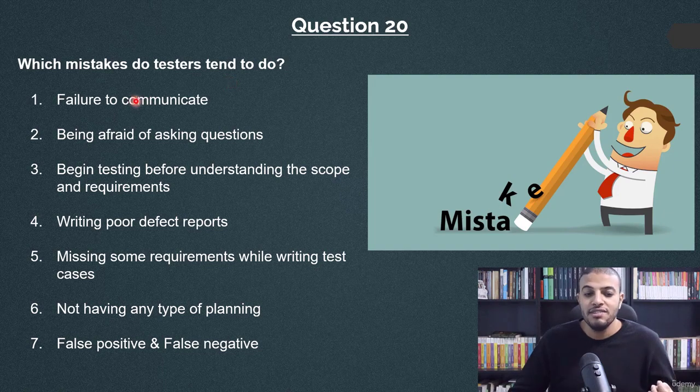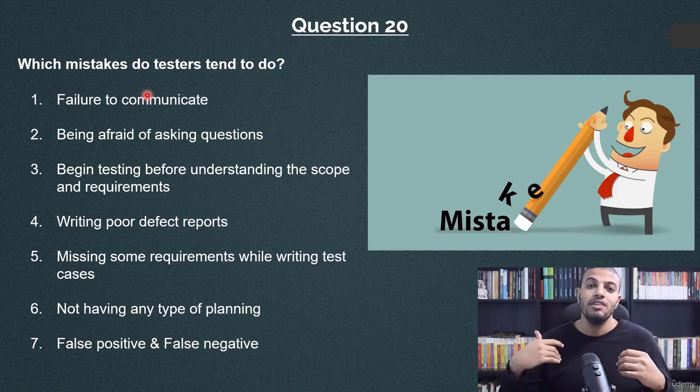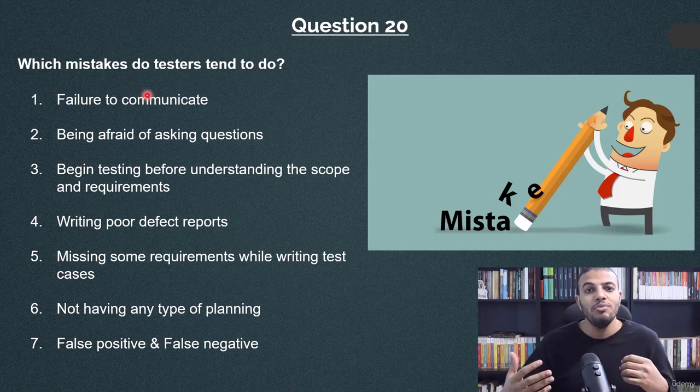So the first thing is bad communication. A very important trait of the software tester is to have good communication skills. So if you are not good at communicating with the stakeholders, with developers, with the product owner, with any other team member, this is a very big problem.